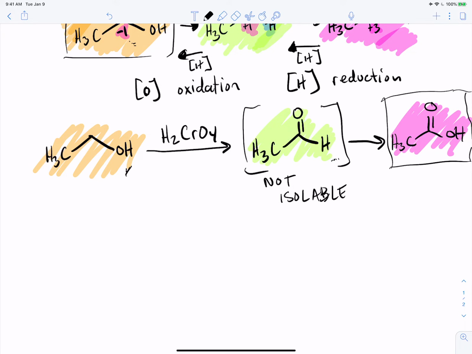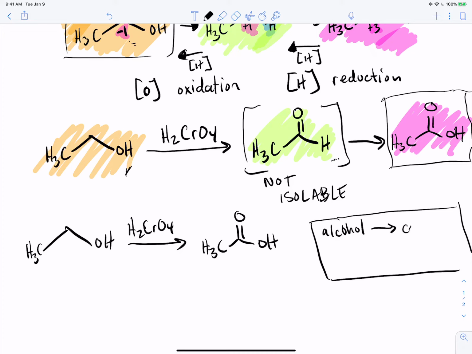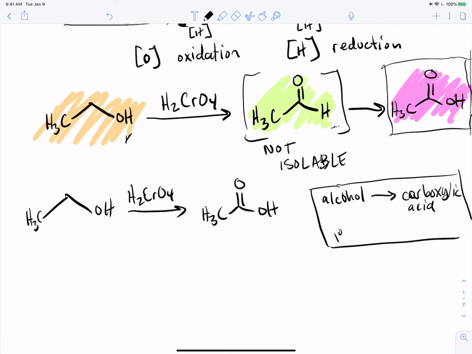And so generally, if you start with an alcohol, at least for primary, you end up getting a carboxylic acid out with chromic acid. Okay. So if I was doing this in flashcards, short explanation here is this would take me from an alcohol to a carboxylic acid. Now I would note on my flashcard that this is only true for primary.